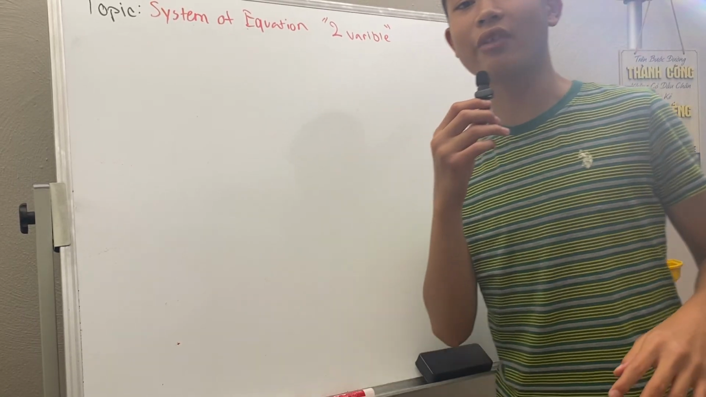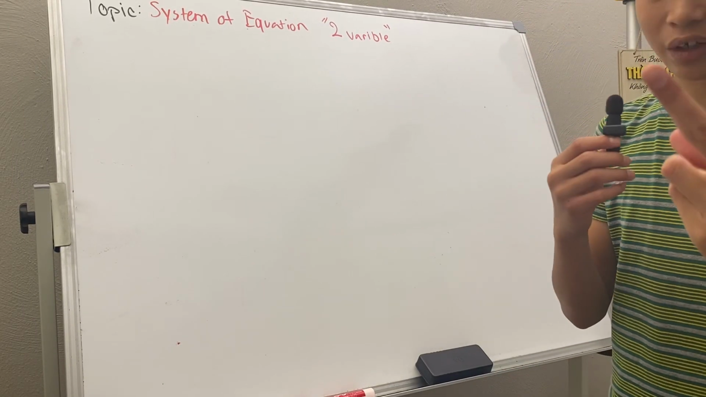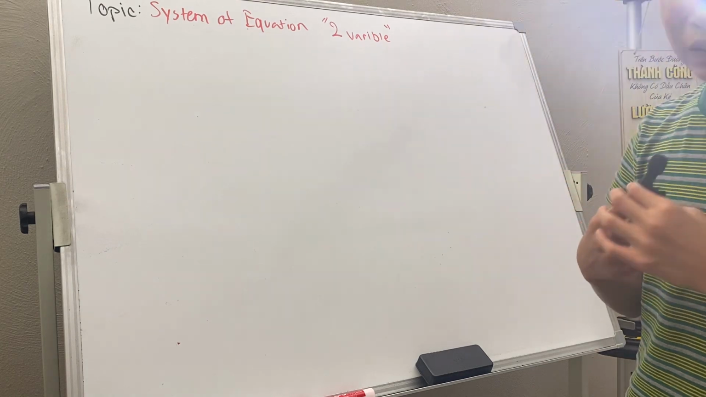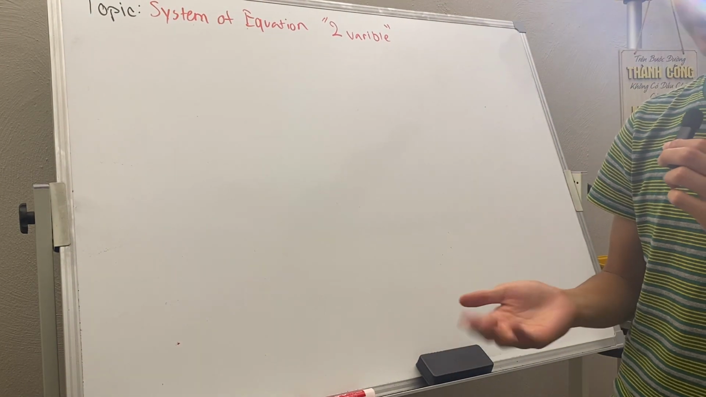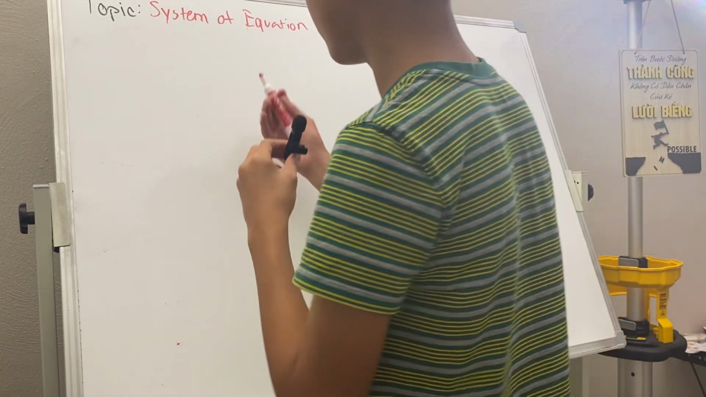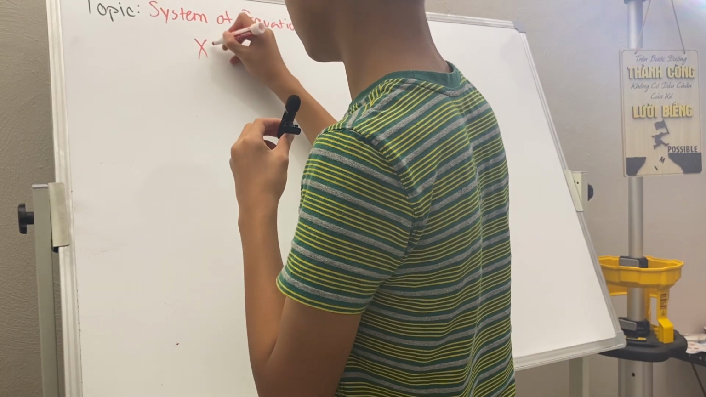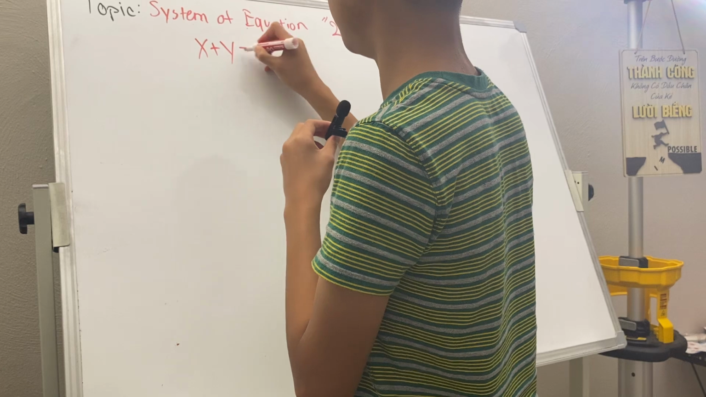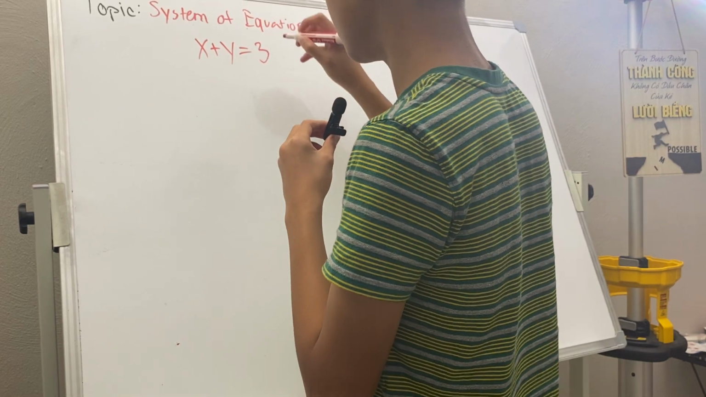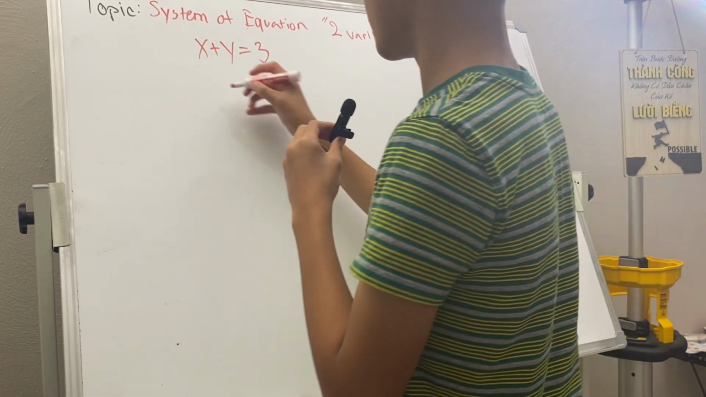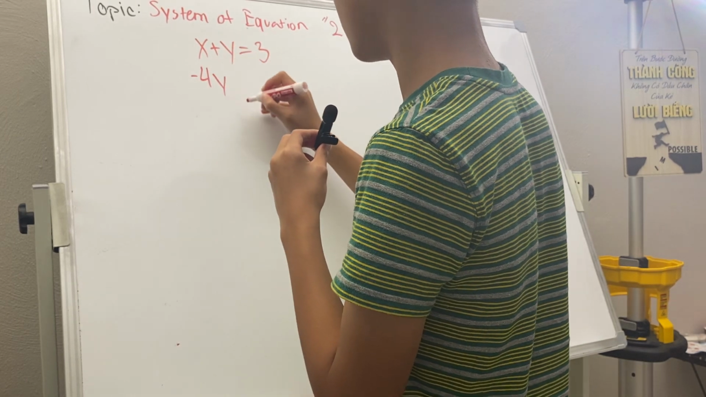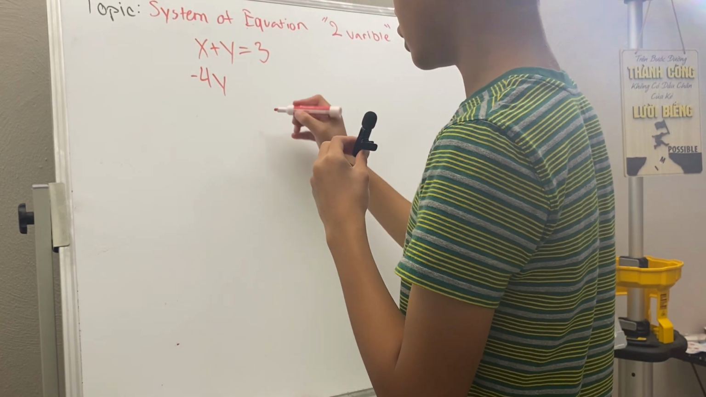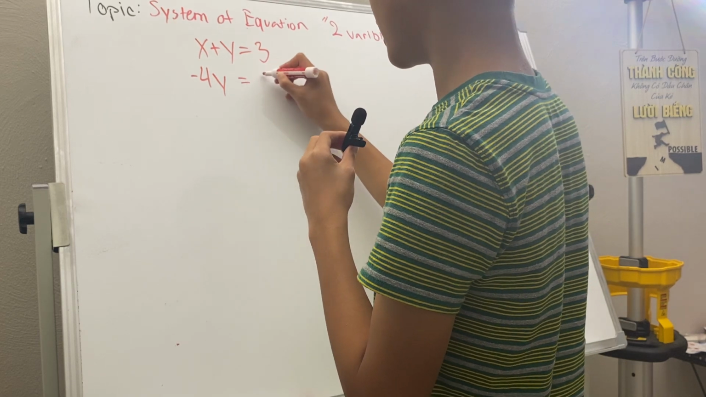Okay, today we're going to solve the system of equations with two variables. Not one, but two. Let's say x, y, because that's the most common variable we use in equations. Well, first of all, I'm going to give you the easiest equation. Not too easy though. 3 and negative 4y equal 8.